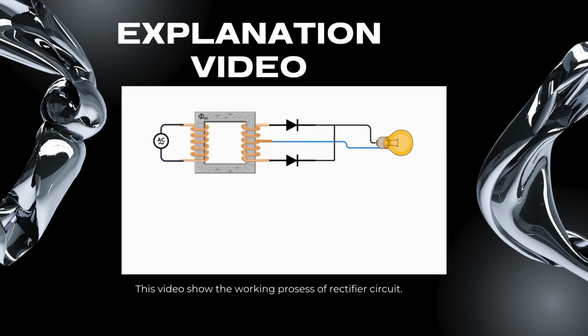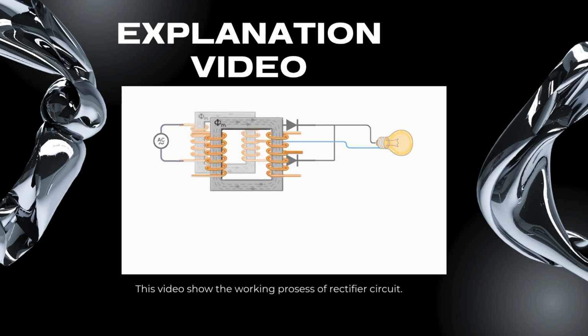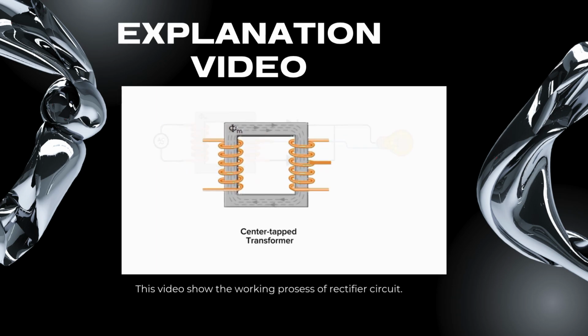In a full-wave rectifier, 2 diodes are used and a center-tap transformer. A center-tap transformer simply has another wire on the secondary side, which is connected to the center of the transformer coil. This allows us to use the full length of the transformer coil, or just half of it.